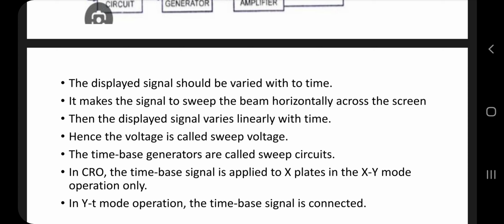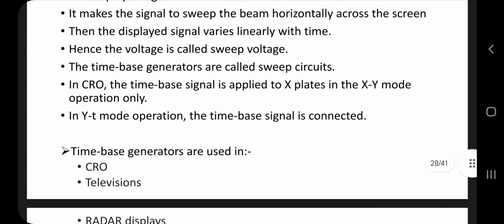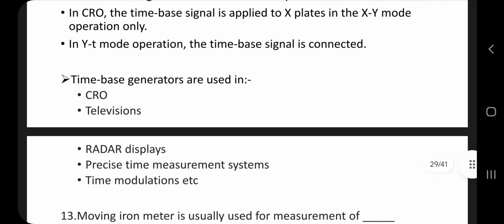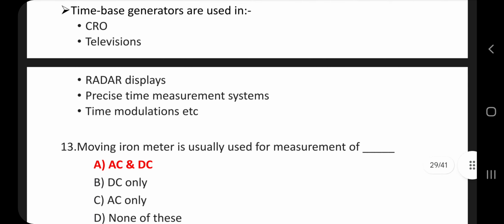Then the displayed signal varies linearly with time. Hence the voltage is called sweep voltage. The time-base generators are called sweep circuits. In CRO, the time-base signal is applied to the X plates in the XY mode operation only. In YT mode of operation, the time-base signal is connected. Time-base generators are used in CRO, televisions, radar displays, precise time measurement systems and time modulation, etc.